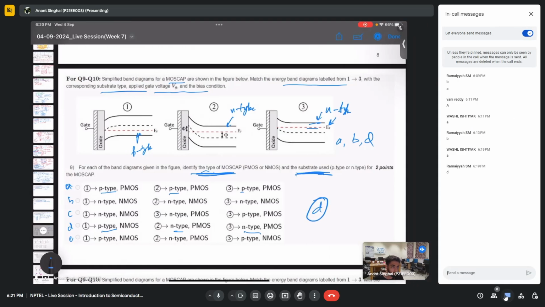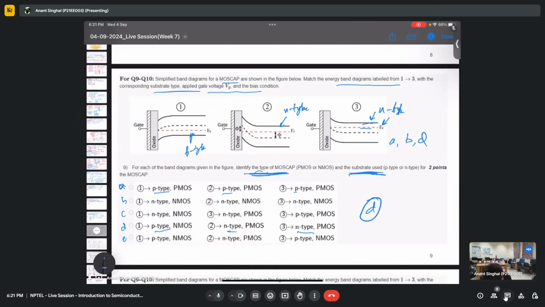Someone said option A. So the substrate is not p type for all the three cases. I hope you understand. You can clearly see the Fermi level is closer to the conduction band here, again closer to the conduction band here, and closer to the valence band here. So this is p type, this is n, and this is n. And n means PMOS and p means NMOS. So that is obviously given in the options. Is it fine? Option D.